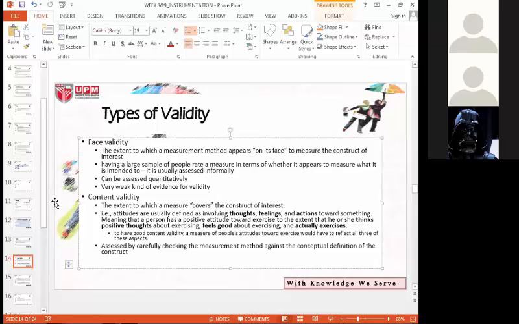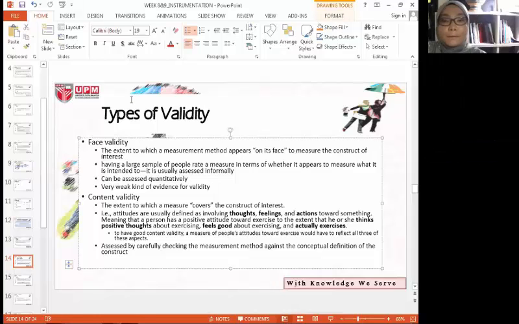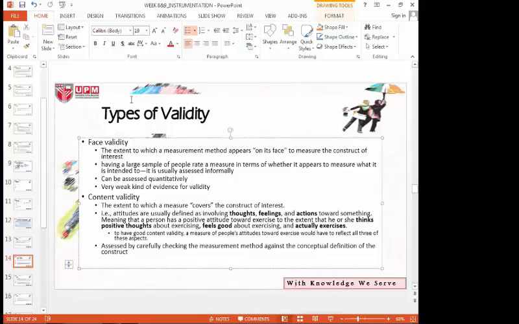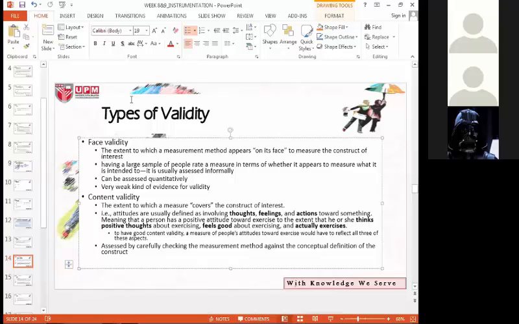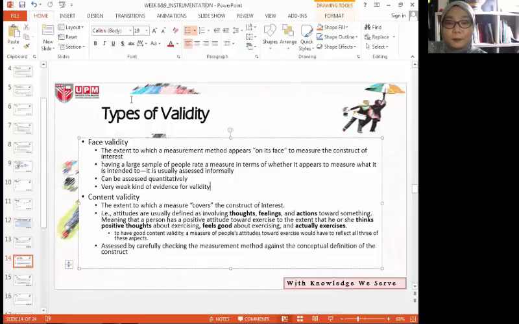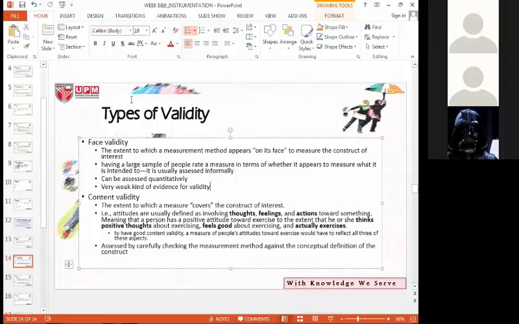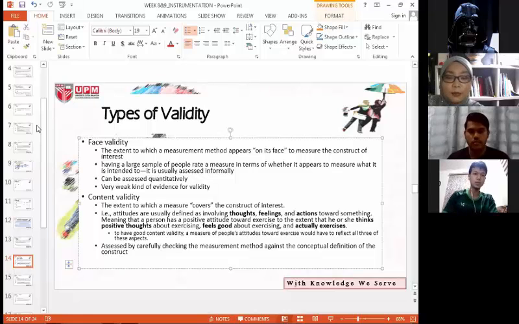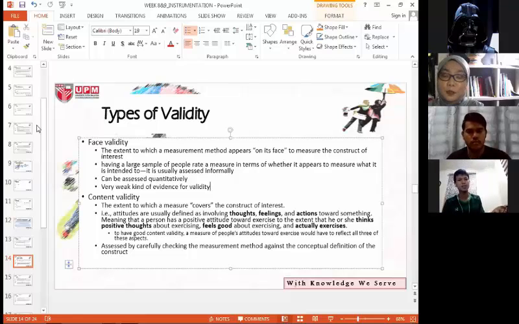So for face validity, the first question that is raised when you want to assess validity and look for the instrument is, who is going to assess your instrument validity? Who? Who is responsible to assess your instrument validity? Who? To assess the validity, who is responsible? The first one?